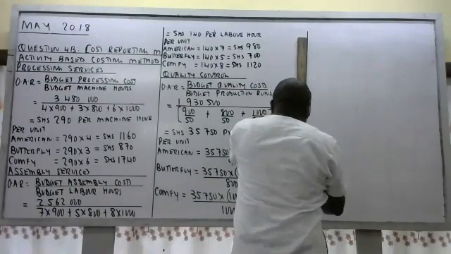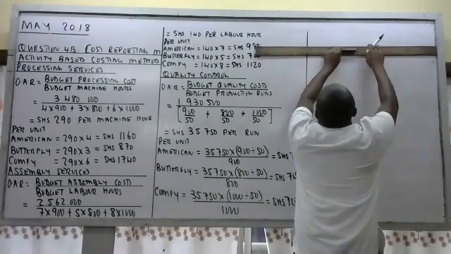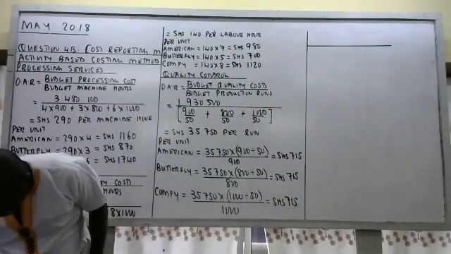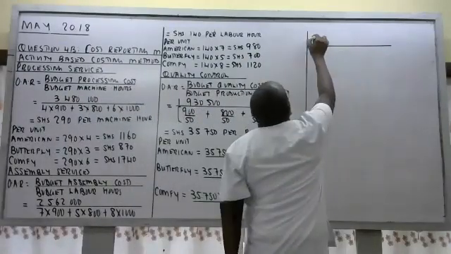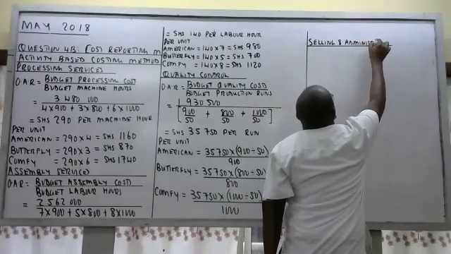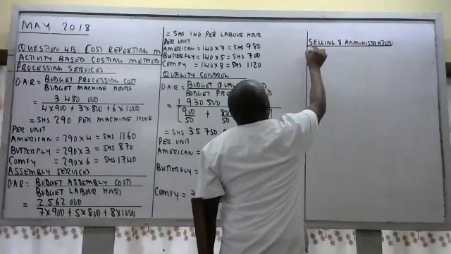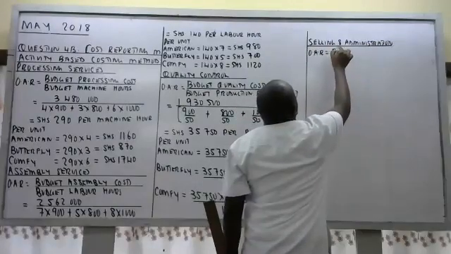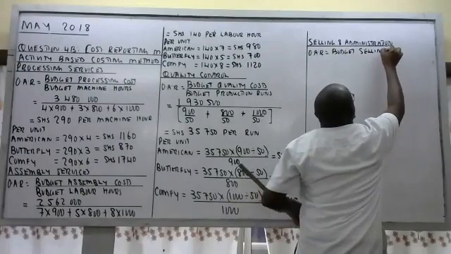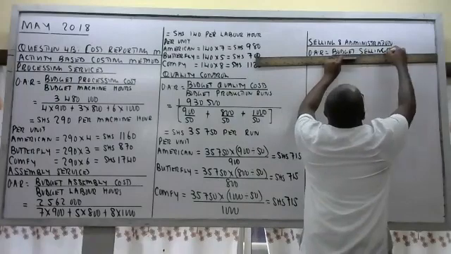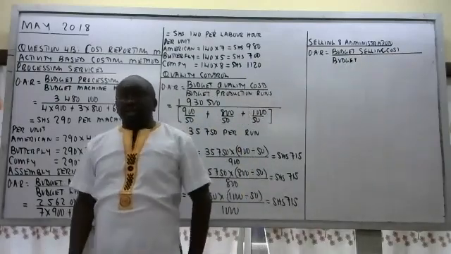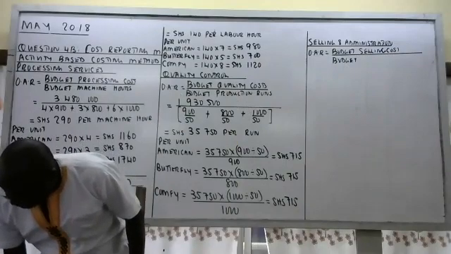Then we proceed to the next, which is called selling and administration. So the OAR will be budget selling costs divided by budget. Now for the selling costs, I want us to drive them by customer orders.